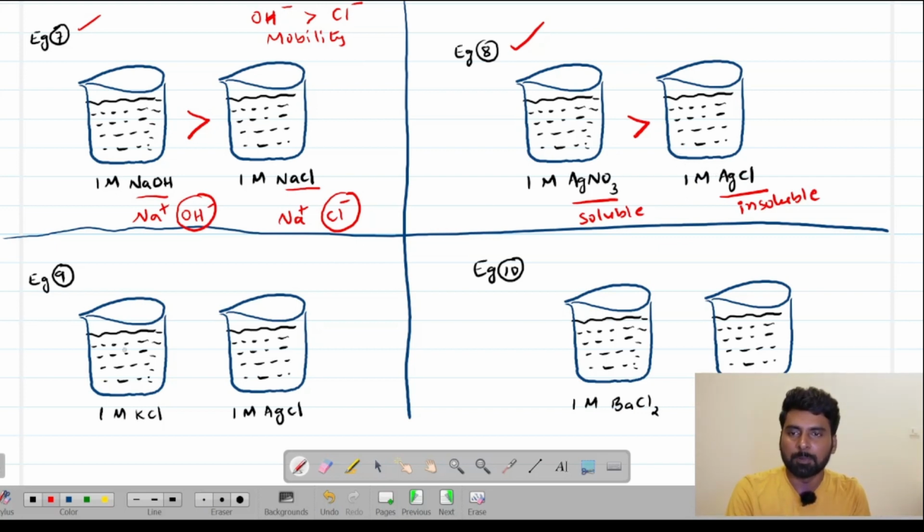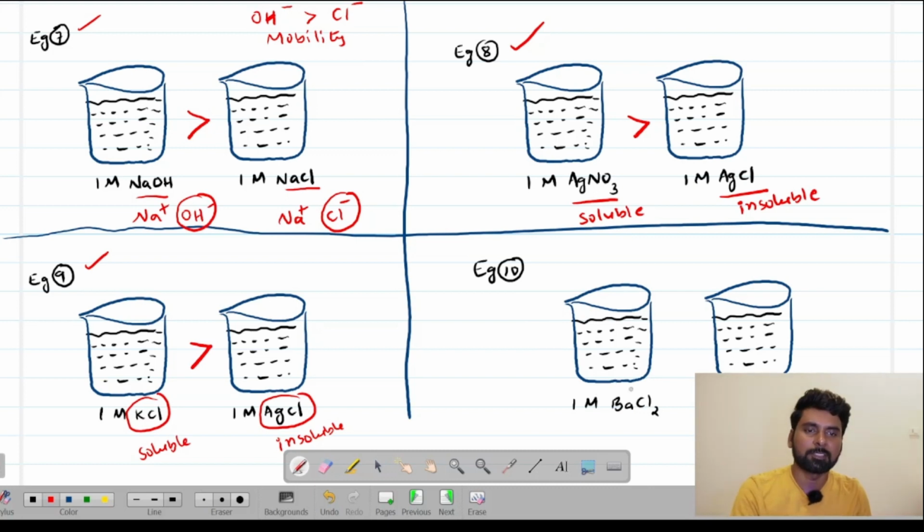Now example 9. In this example, KCl, AgCl. As I explained in example 8, here in example 9 also you can see that KCl is a soluble electrolyte in the water. AgCl is almost insoluble. If it is almost insoluble, how can it produce more ions? So obviously out of these two, KCl has more conductance than AgCl.